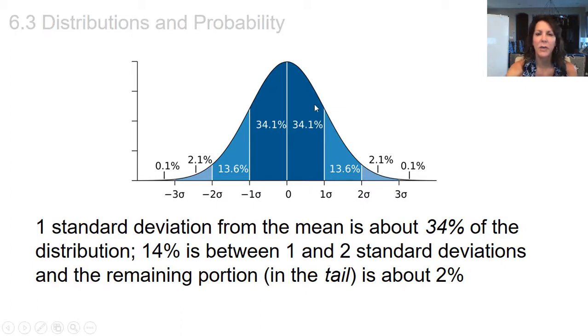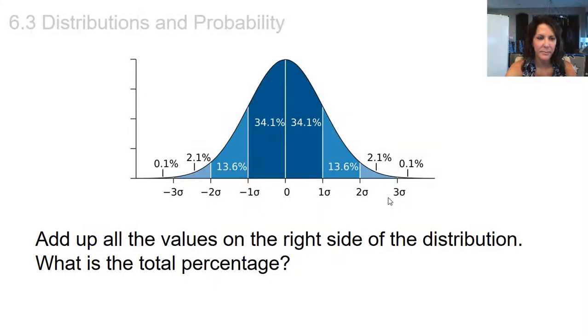Now, what happens if we add up everything that's to the right of the mean? We have 34 plus 14 plus 2. What does that give us? It gives us 50. That's 50%. And that is true because we know that the normal curve is 50% above the mean and 50% below the mean, right? So if you add up 50% and 50%, you have 100%. You have all the possibilities in the distribution. So we've just done this: add up all the values on the right side of the distribution, the total is 50%.